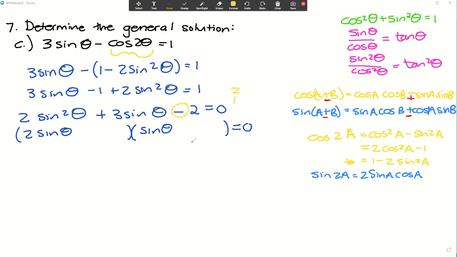I'm going to have a different sign in each bracket. I need a plus 3. So if I times this 2 with this 1, I'm going to get 2. And I'm going to times this sine with the 2. I'm going to get 2 sine.